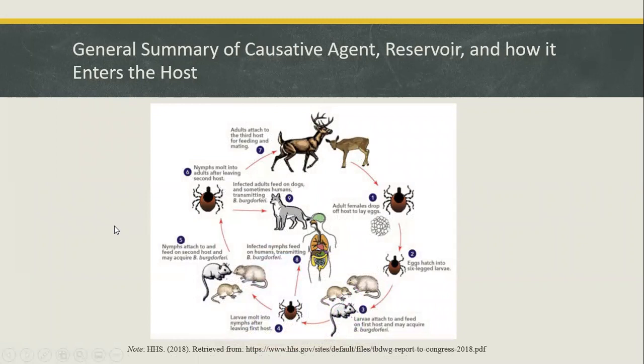In this slide, you can see the life cycle of the deer tick. First, the adult females drop off hosts to lay eggs. Eggs then hatch into six-legged larvae. The larvae attach to and feed on the first host and may acquire the bacteria at this point. The larvae then molt into nymphs after leaving the first host, and at this point, they can infect humans.